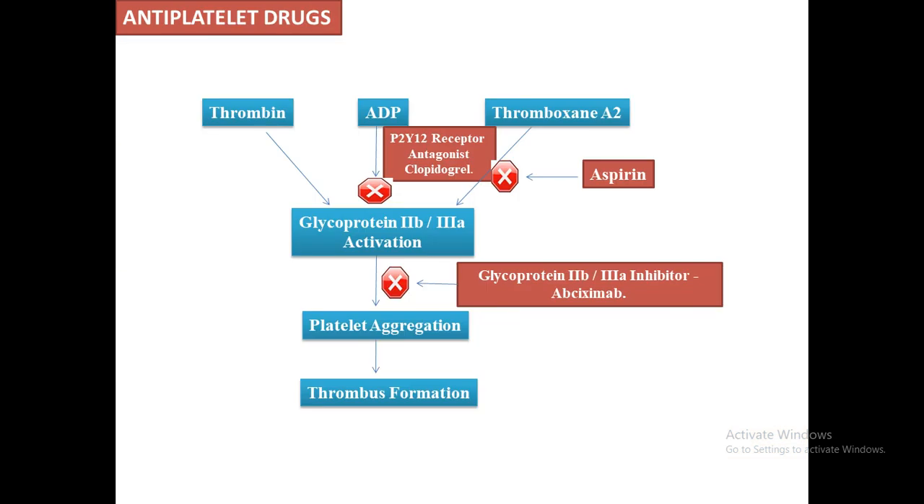Now we come to the antiplatelet drugs. How do these antiplatelet drugs work? You can see that thrombin, adenosine diphosphate, and thromboxane A2 will activate the glycoprotein 2B/3A. This glycoprotein 2B/3A is responsible for platelet aggregation, and that is responsible for thrombus formation.